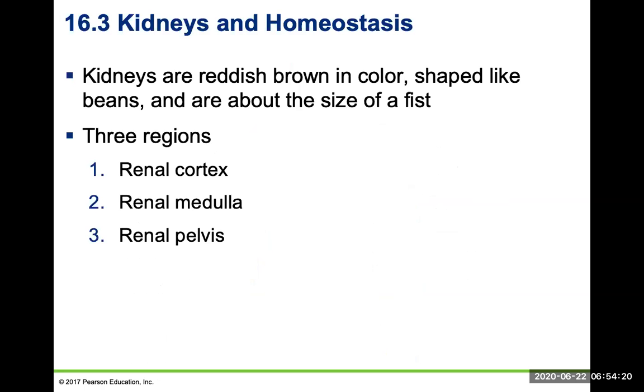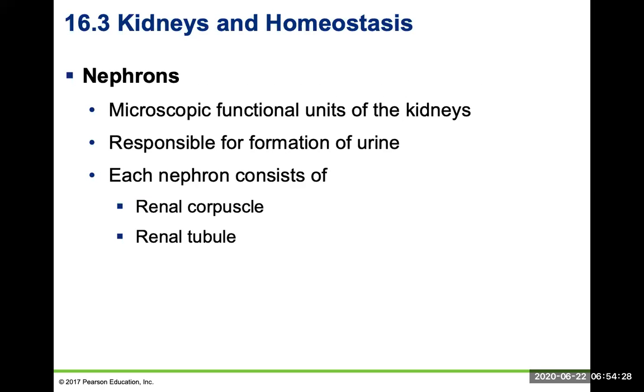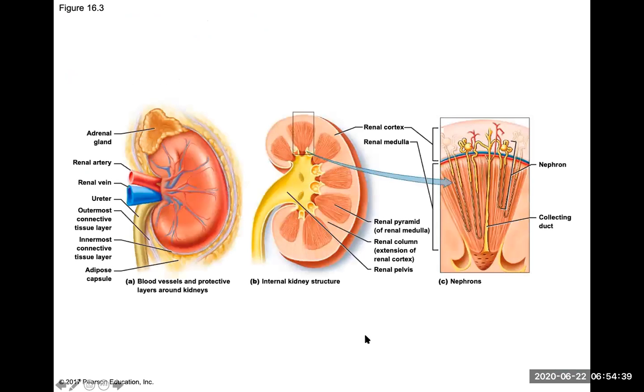Kidneys are reddish brown in color. They're shaped like a bean. They're about the size of your fist. They have 3 regions: the cortex, the medulla, and the pelvis. Nephrons are the functional unit of the kidney, and they are responsible for the formation of urine. And each nephron consists of a renal corpuscle and a tubule. So here's a look at the kidney.